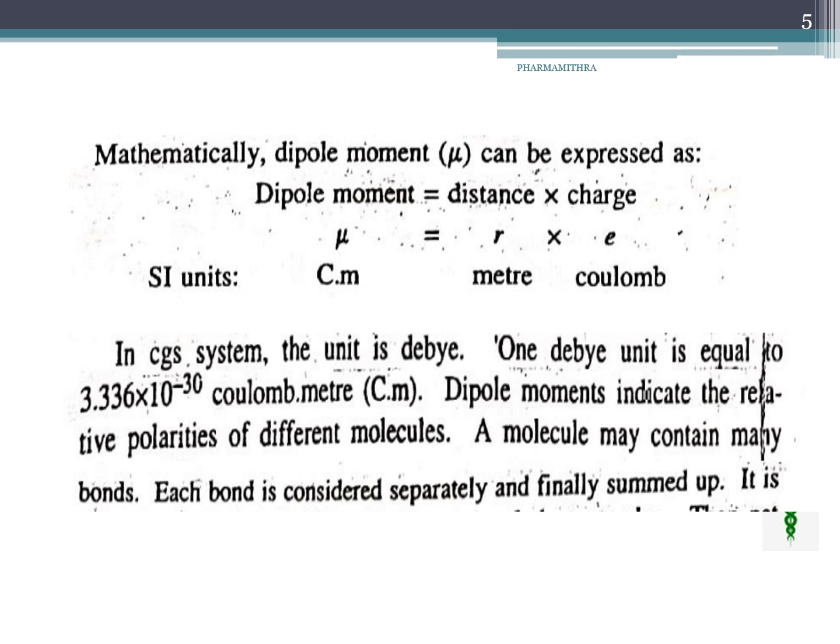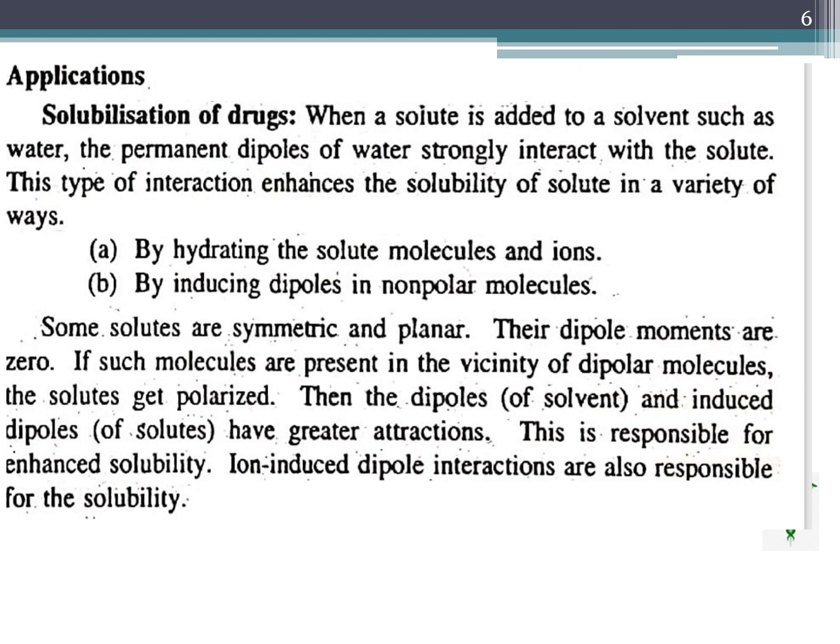In this dipole moment, we can see the relative polarity of the molecule. And if there is more than one bond in the molecule, we want to sum up the bond moments and find out the dipole moment.